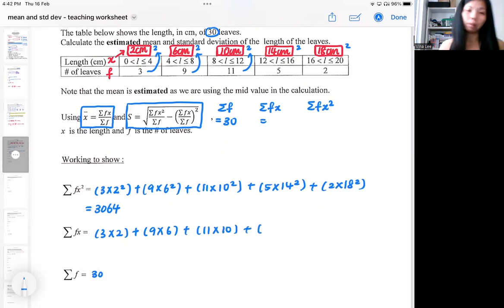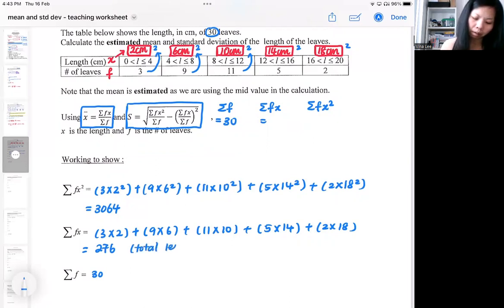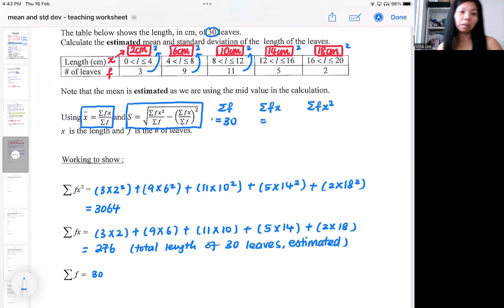Okay, again, you might want to think, when you do a f times x and you are adding them up, do you know what you are getting? So you multiply the f and x, then you add them up, you actually get 276. So do you know what is that 276? That 276 is actually the total length of 30 leaf in this context, but it's actually estimated. The total is estimated because I'm using the mid value to estimate each category.